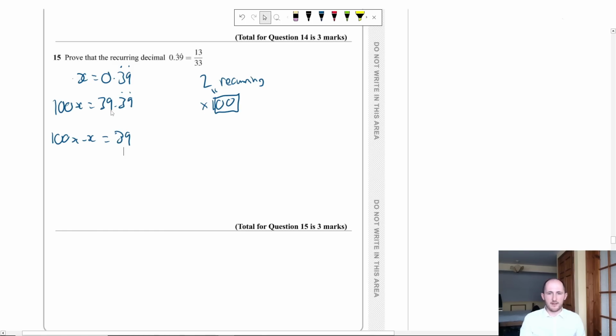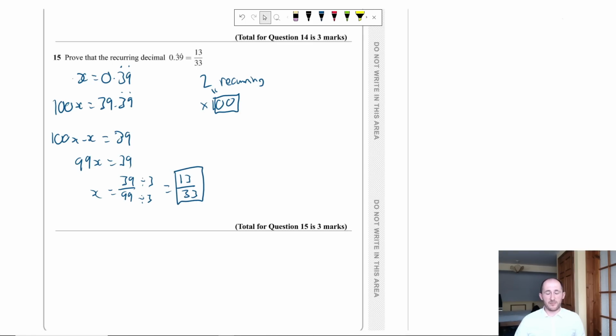Again, you can use your calculator for this. So 99x equals 39, x equals 39 over 99, which if you divide top and bottom by 3, you get 13 over 33. They're usually worth a decent number of marks, so in this case it's worth 3 marks, and they're not that bad once you've got some practice with them. I would thoroughly recommend practicing these, okay?